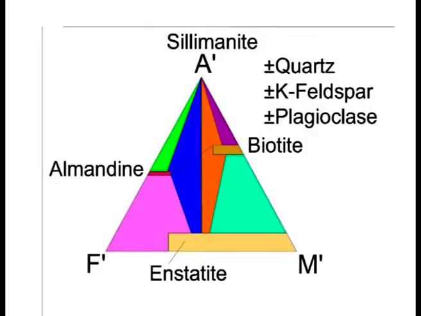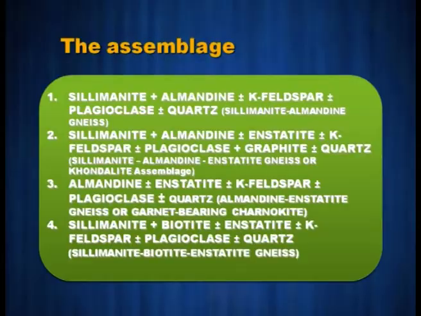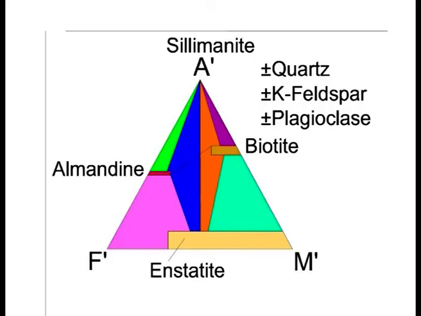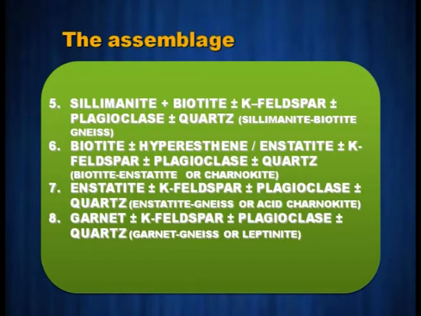The fourth is sillimanite plus biotite plus or minus cordierite plus or minus potash feldspar plus or minus plagioclase plus or minus quartz, also known as sillimanite biotite cordierite gneiss. And the fifth, sillimanite biotite potash feldspar plagioclase plus or minus quartz, that is also known as sillimanite biotite gneiss.